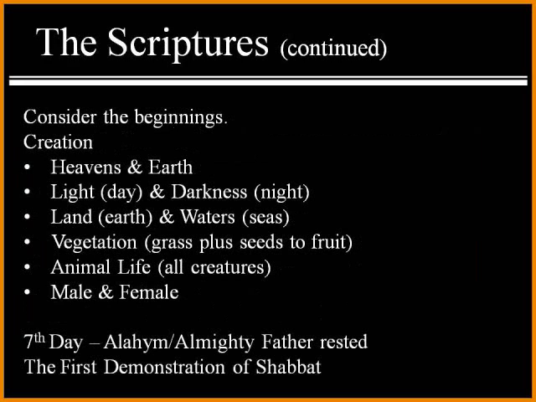Let's consider the beginnings of creation. From heavens and earth, we know that it is Yahuah that created the heavens and the earth. He made light and called it day, and darkness and called it night. He made land, the earth, and the waters and the seas, vegetation, the grass, the seeds, the fruits, and every known vegetation that was naturally formed by him. And naturally he created all the creatures, and he created both male and female, or man and woman. And on the seventh day he rested. This is all documented in the scriptures.